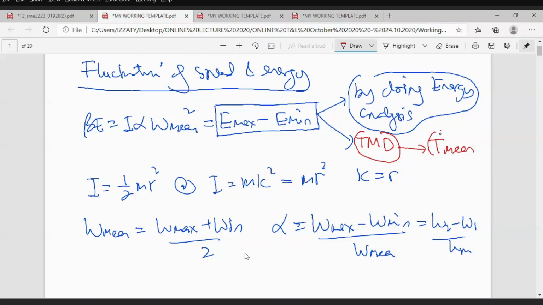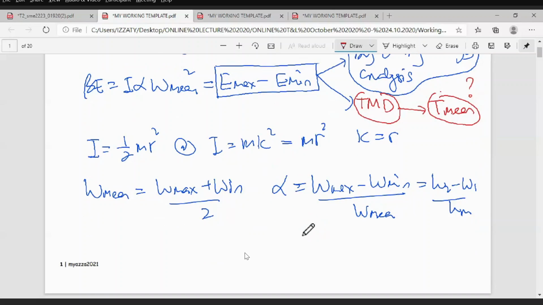Okay, what is T-mean? T-mean is any torque which is constant. It can be from resistance. It can also be from the source or from the motor, or from input. Okay, now I'm going to solve the equation.